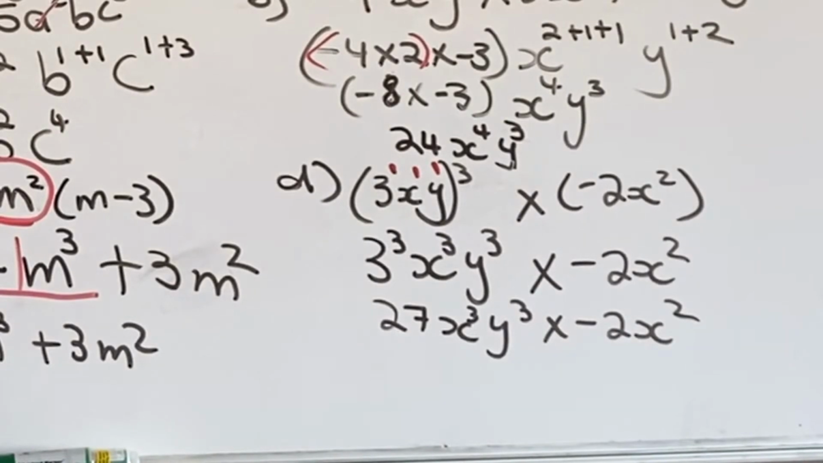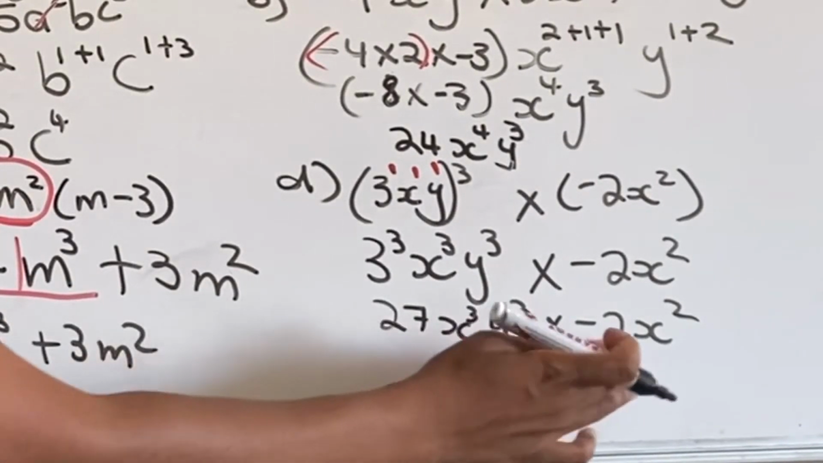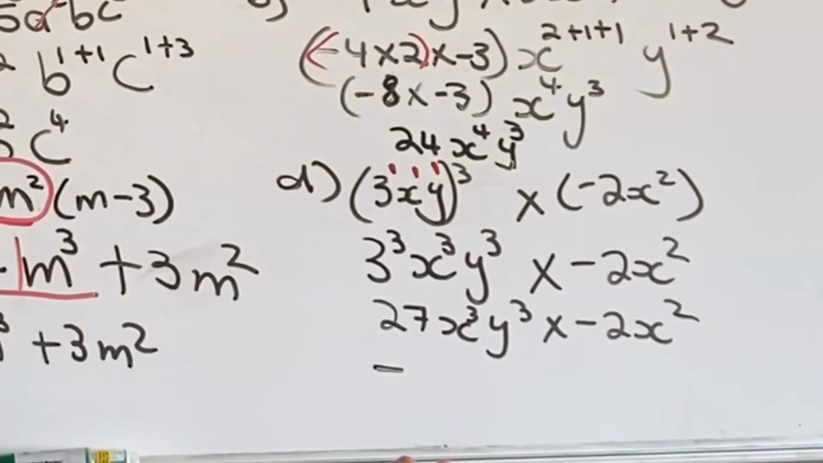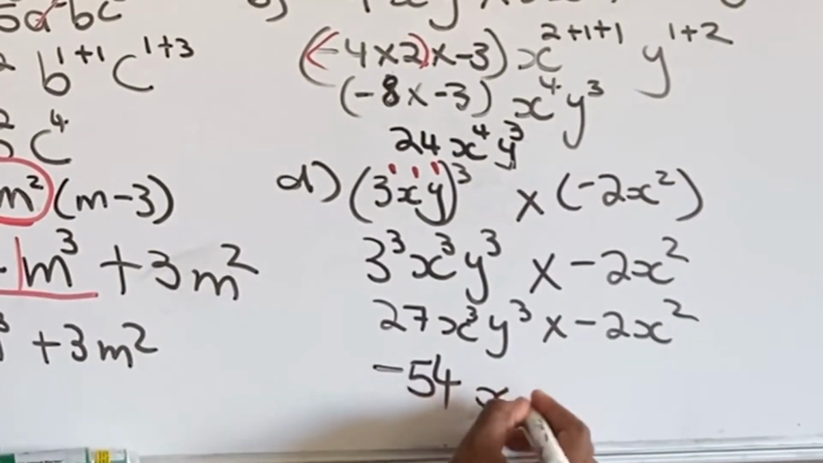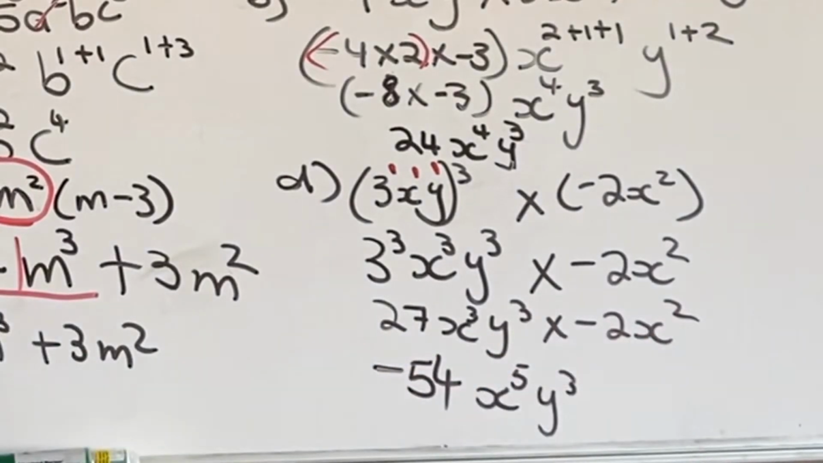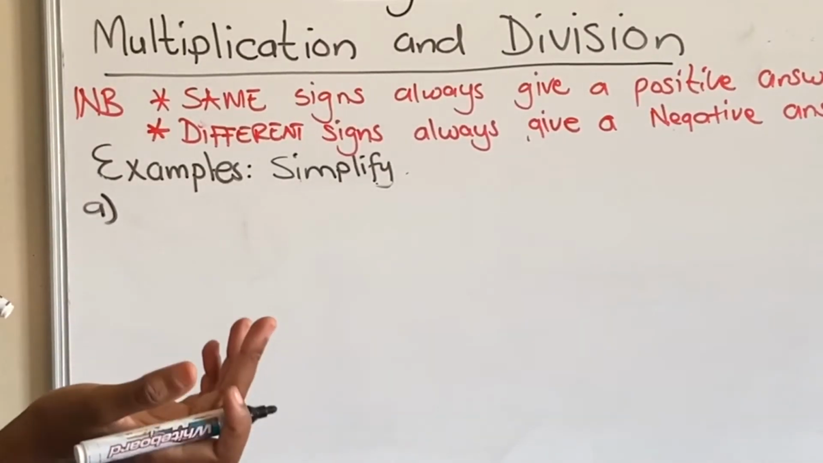Okay, now we can go back to multiplying the numbers and adding the powers of the same base. 27 times a positive times a negative is a negative, and 27 times 2 is 54. So we have a negative 54. X to the power of 5 because we add the powers, and y to the power of 3 because there's no y there, so we're just going to keep that power. And so we are going to look at some examples on division.